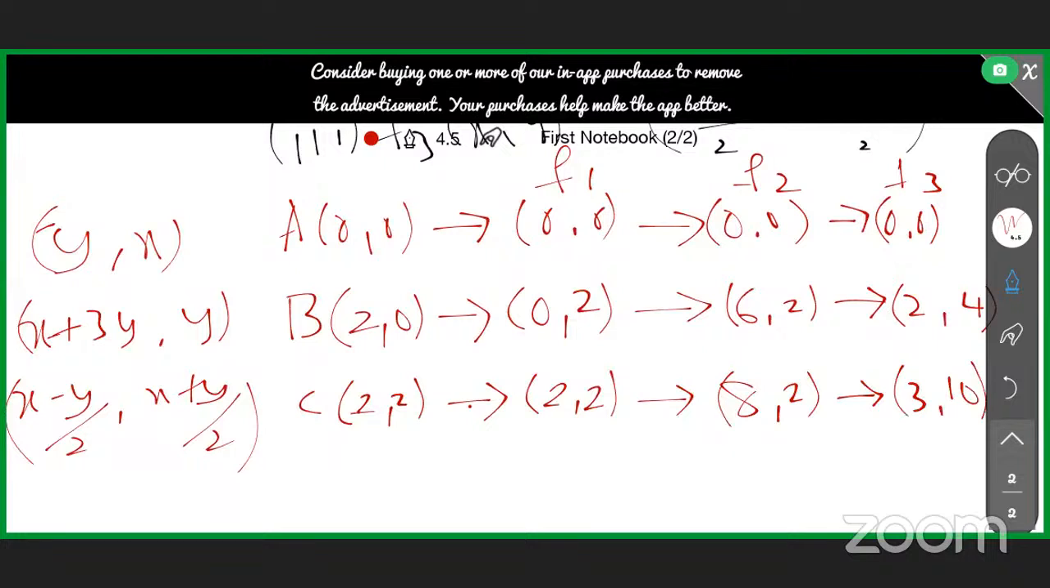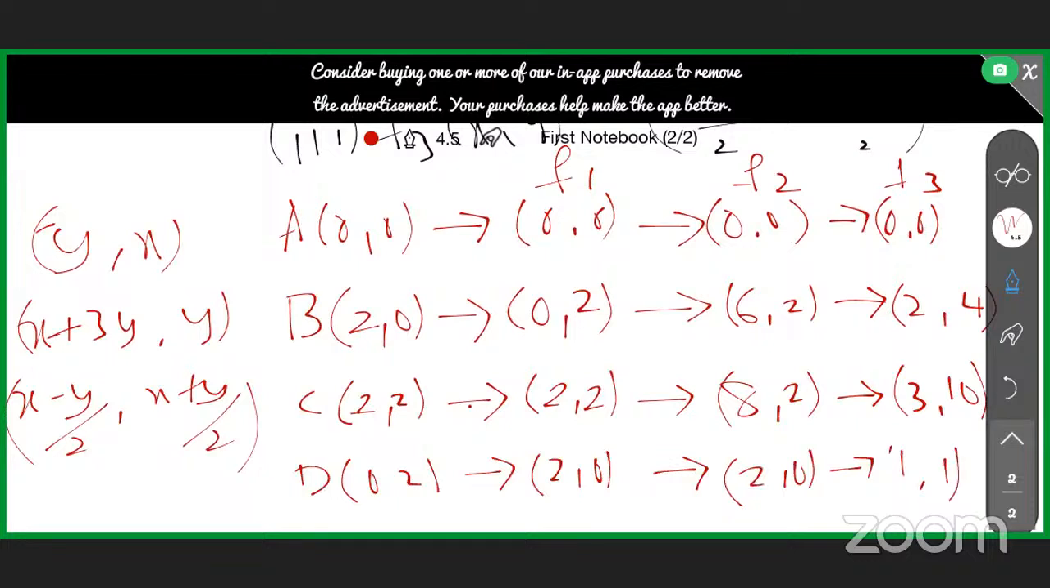Now D is equal to (0, 2). This will become what? The first transformation gives (2, 0). Then the second gives (2, 0). And this will become (2 minus 0) by 2, which means 2 by 2 is equal to 1, and again (2 plus 0) by 2 is equal to 2 by 2, which is equal to 1.